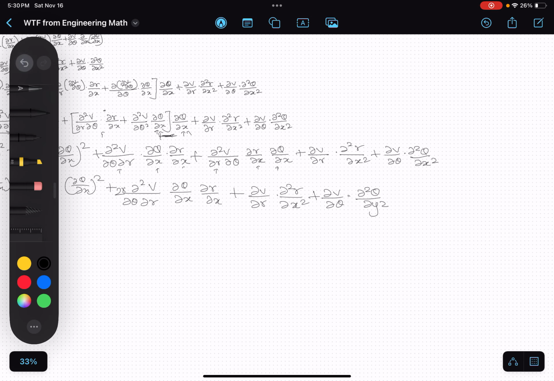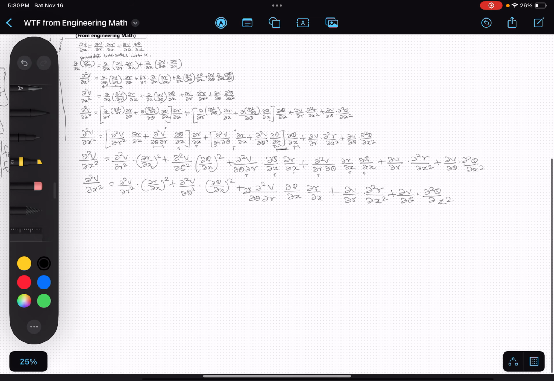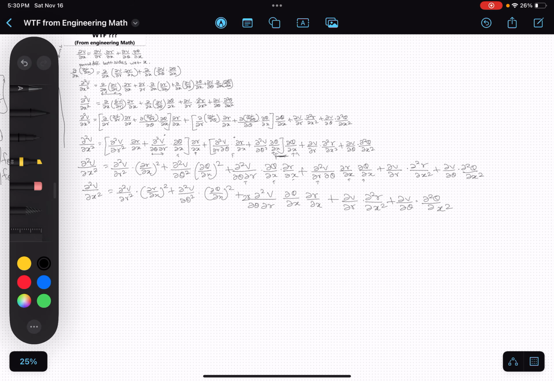Oh no, it's not y, it's x, partial x square. Now I do not need to do this again for y, right? Because I can just change x to y, because it's the same thing. Just like x was affected by r and theta, y is also affected by r and theta, and the formula will be the same.